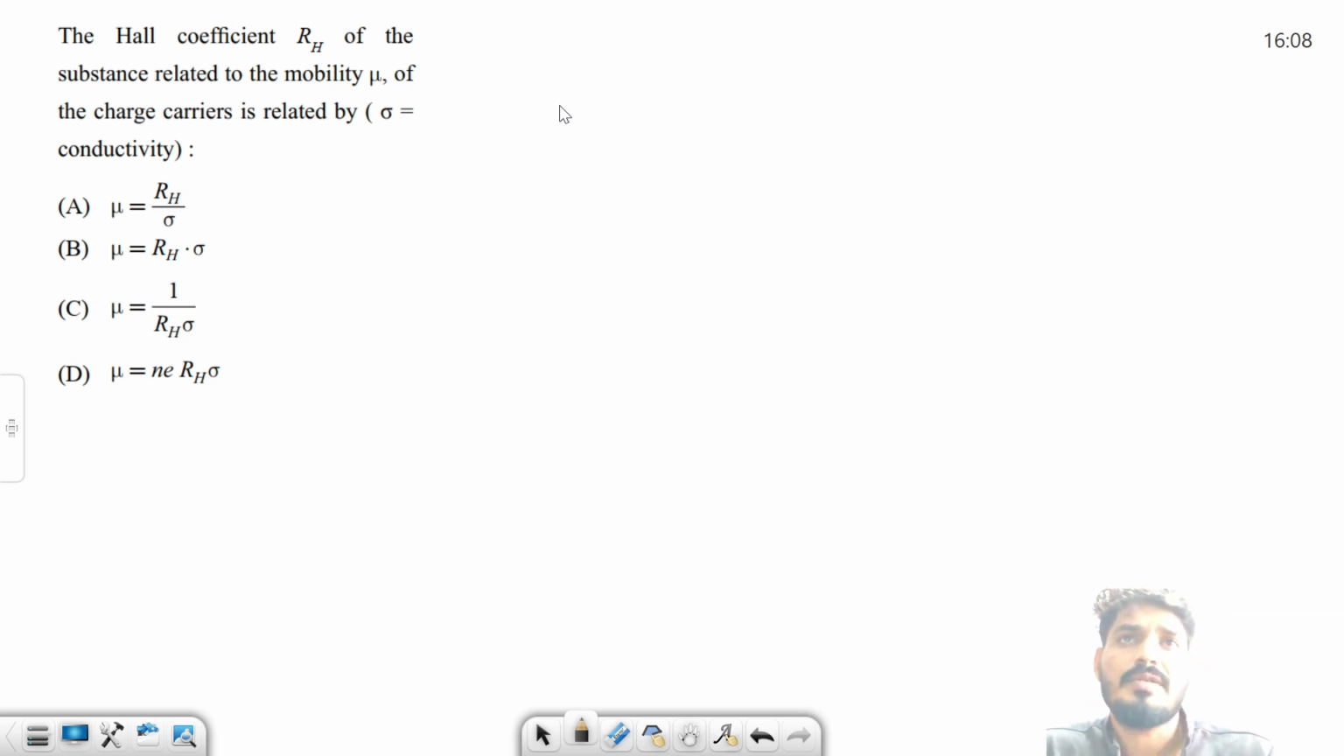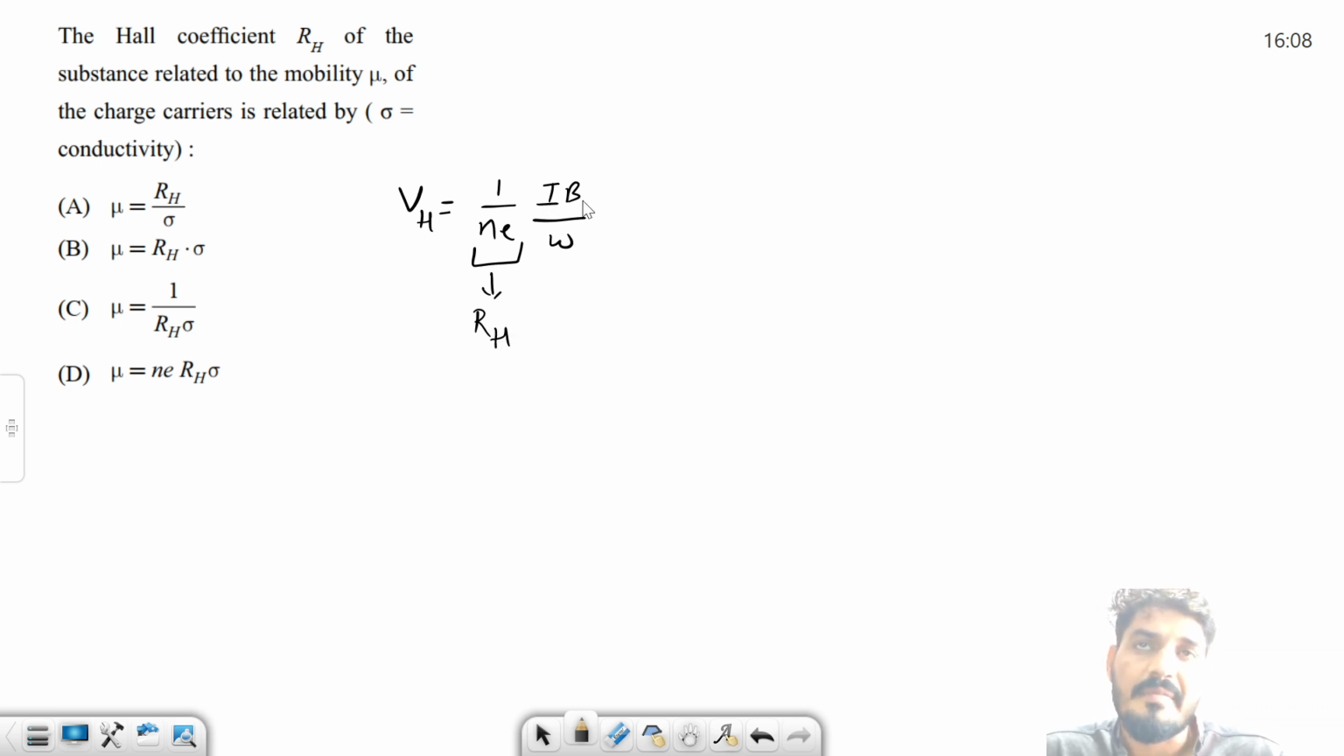How? You remember the Hall voltage formula? Let me write the Hall voltage for you. The Hall voltage is 1 by NE, IB by W, where this 1 by NE is nothing but the Hall coefficient RH. I is the current, B is the magnetic field, and W is the width or length, whatever you can call it. So from this equation we know that RH, the Hall coefficient, is nothing but 1 by NE.